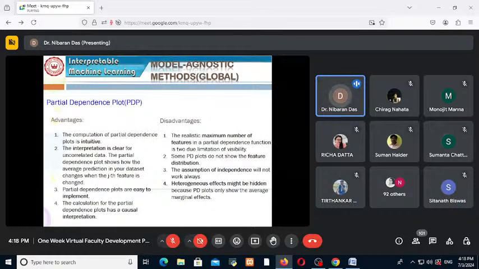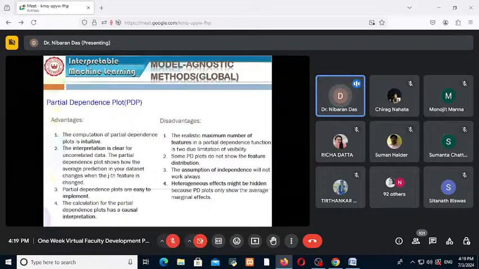Now, partial dependency plot advantages. The computation of a partial dependency plot is intuitive. The interpretation is clear for uncorrelated data. This is very important: it makes the assumption that the corresponding features are uncorrelated. Otherwise, it will not perform well. We will discuss that in the next slide. Partial dependency plots are easy to implement. The calculation has a causal interpretation. The realistic maximum number of features in a partial dependence function is two, due to the limitation of visibility.